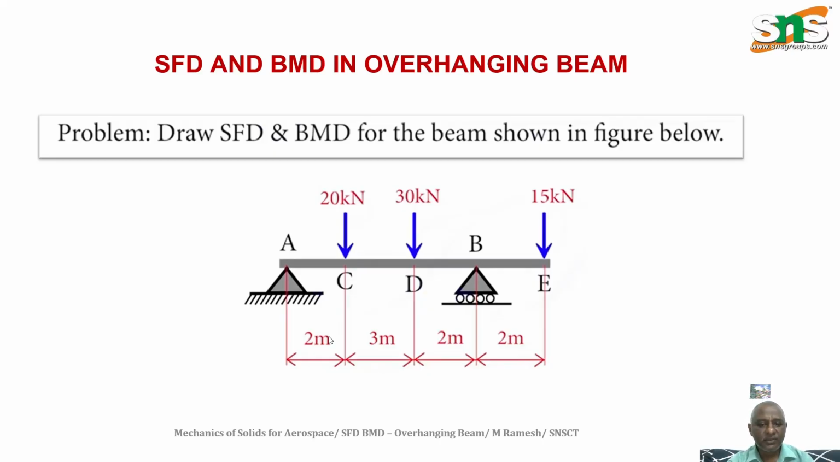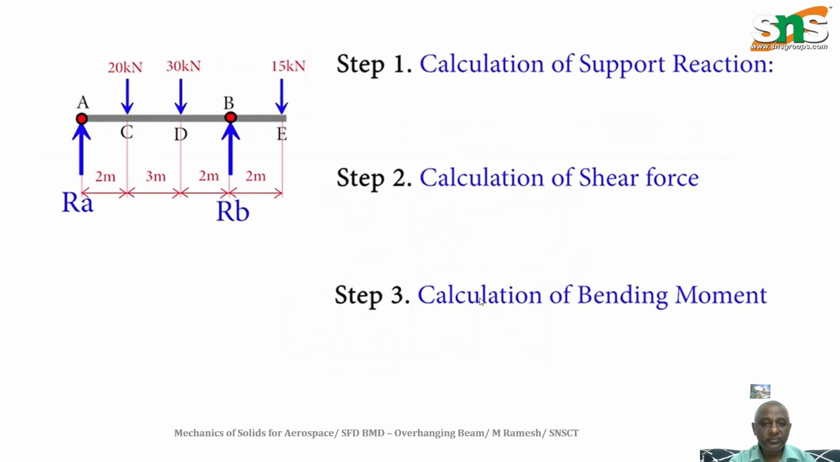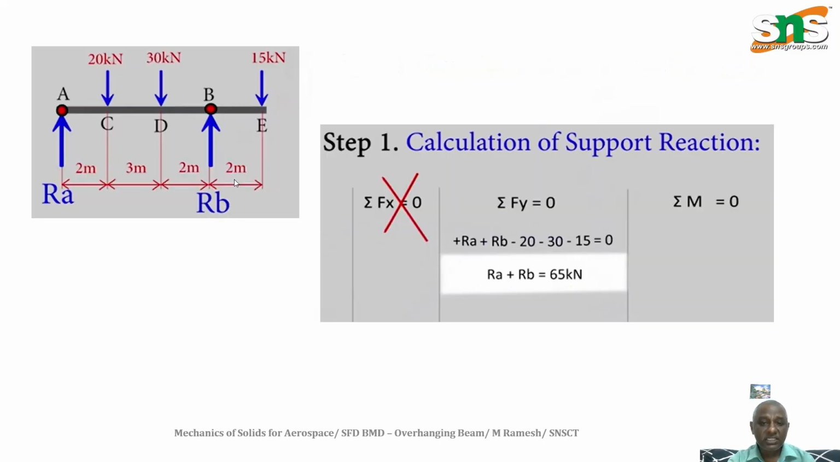The span is given. For this case, the first step is to find the support reactions. That means at point A we have a support reaction, as well as at point B we have a support reaction. So these two are to be found out. The first step is calculation of support reactions. As per the diagram, we have a support at point A as well as point B. At point A we have the support reaction RA, and at B we take RB. How to find the support reactions? For that we have to use the static equilibrium equations.